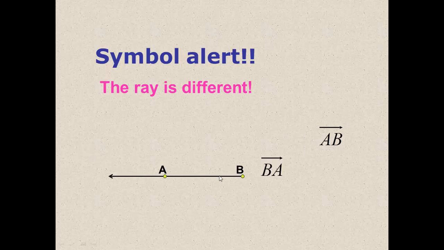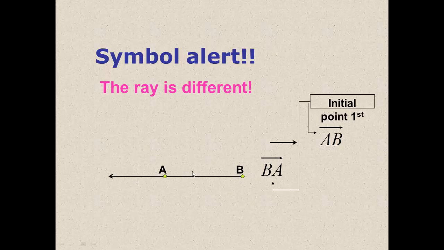Okay, here we say BA because our initial start point was B, so it is BA. BA, the initial point was B. Okay, here AB, initial point A.